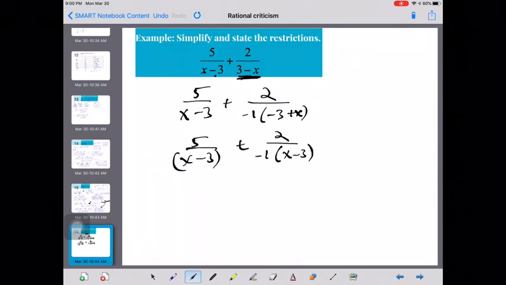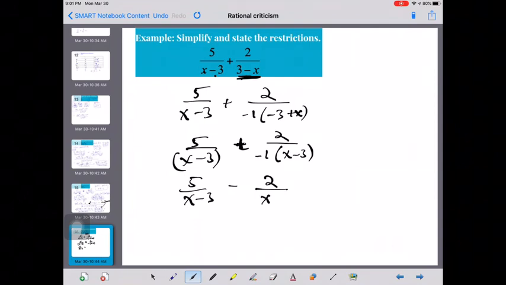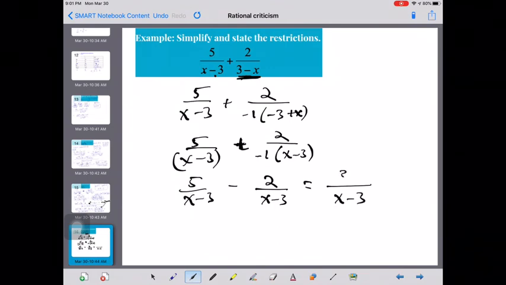If you notice, now you have a common denominator. But what about this negative 1? Well, this negative 1 is actually multiplying with a positive in front. So a negative and a positive will become a negative. So you have 5 over x minus 3 minus 2 over x minus 3. So now, in this case, we do not need to find a LCD because it's already the same. You just subtract your numerator, 5 minus 2, which is 3.